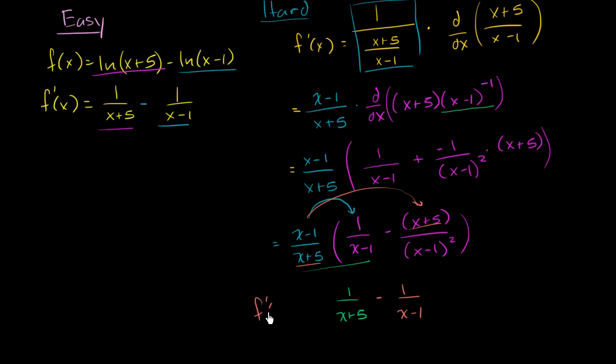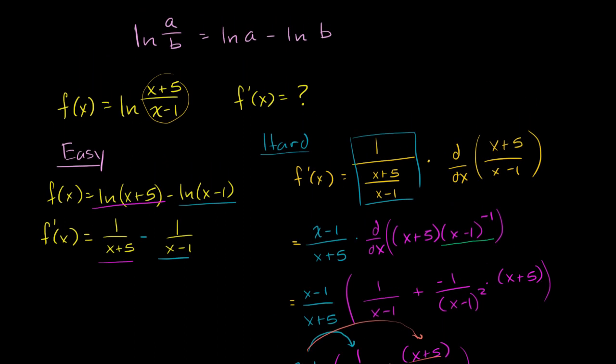And so you get f prime of x is equal to this. And lucky for us, we got the same answer either way. But as we see, the easy way was much easier than the hard way.